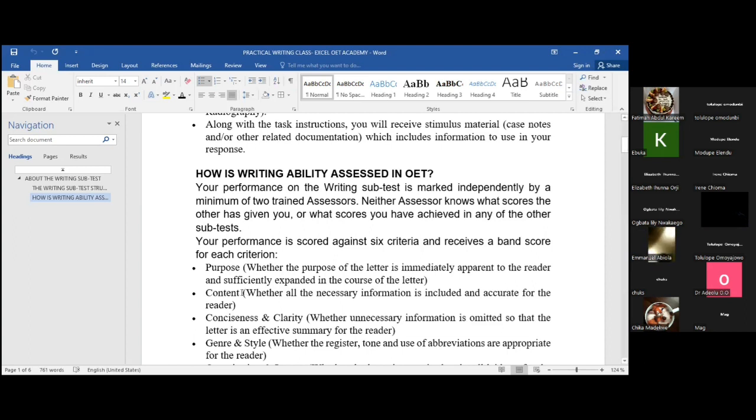For the content, whether all the necessary information is included and accurate for the reader. So for example, let's say you're writing a letter to a dermatologist, and in the case notes, they put things like the patient had maybe a skin cancer some years ago, for example. Maybe the current presentation is another skin disease, maybe it's psoriasis. That's the reason why they are referring at this point in time.